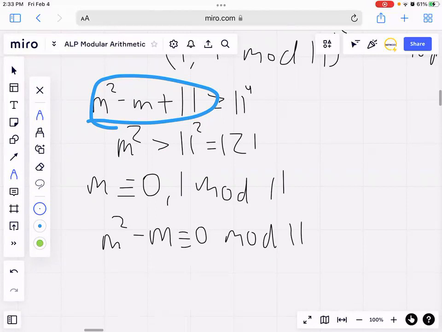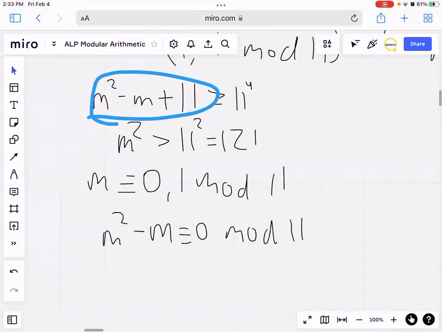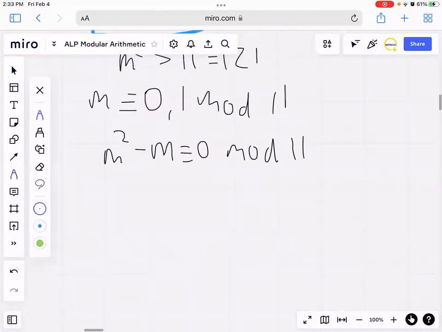So trying the smallest integer greater than 121 that's 0 or 1 mod 11. Well, 121 is 0 mod 11, so we just have 122 as our next. 122 has a remainder of 1 mod 11. So we have m equals 122.